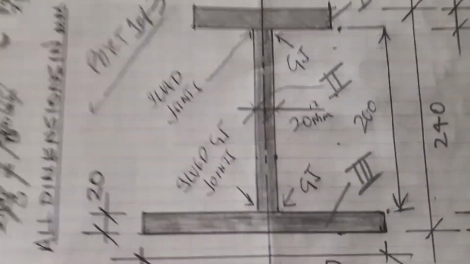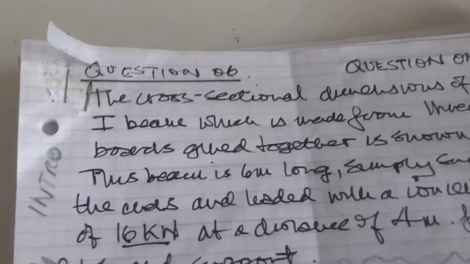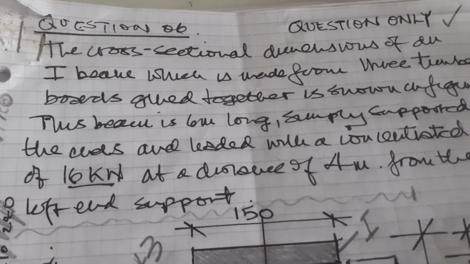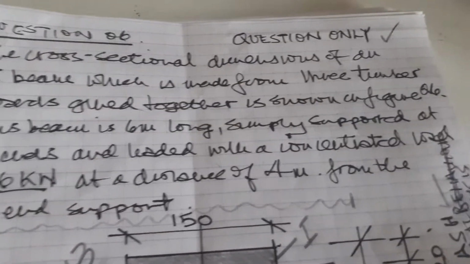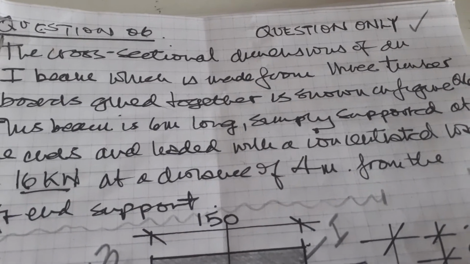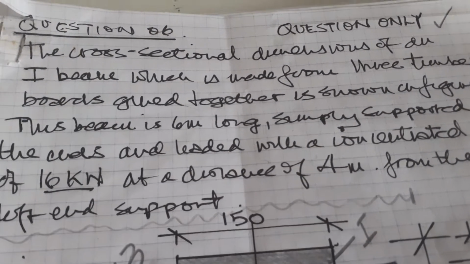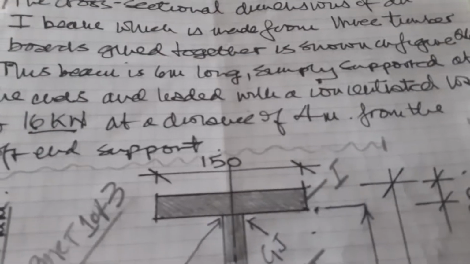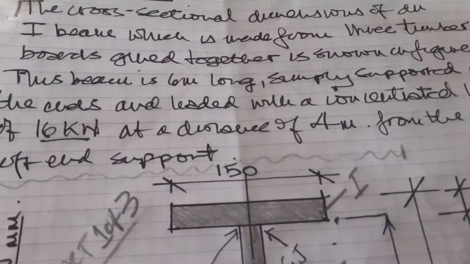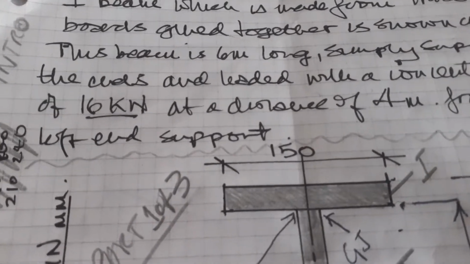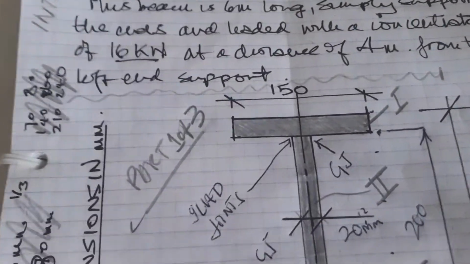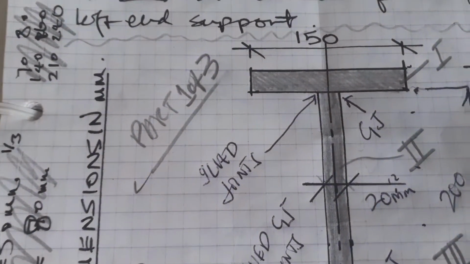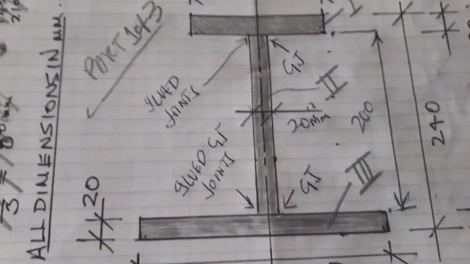So basically we've got a cross section here. This one's about glulam beams. So the question says, the cross-sectional dimension of an I-beam, which is made from 3 timber boards glued together, is shown below in this figure, as I've drawn out again. This beam is 6 meters long, simply supported at the ends and loaded with a concentrated load of 16 kilonewtons at a distance of 4 meters from the left-hand support. So this is a moments of inertia question, but it's also simply supported analysis again. So I'm going to put this with the other simply supported videos that I've done.